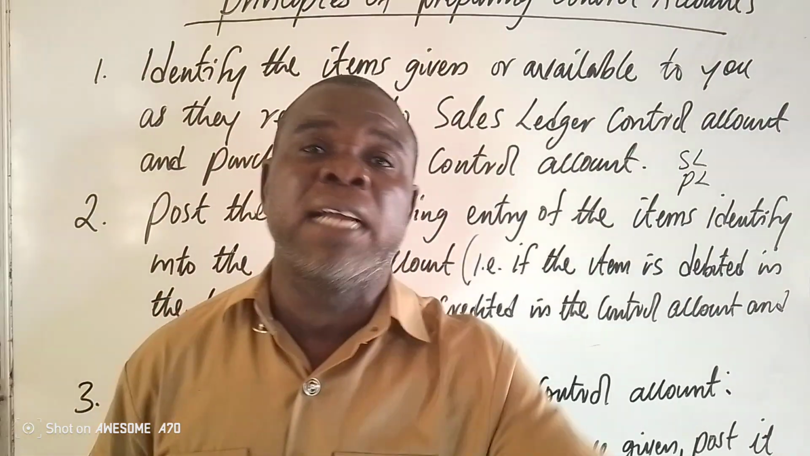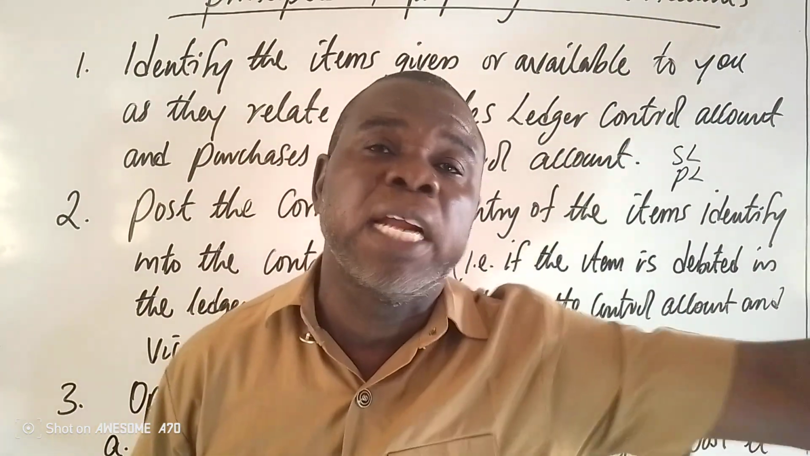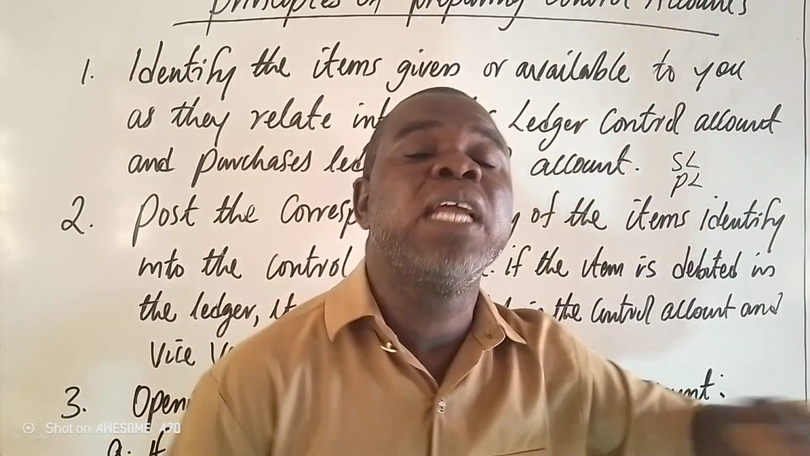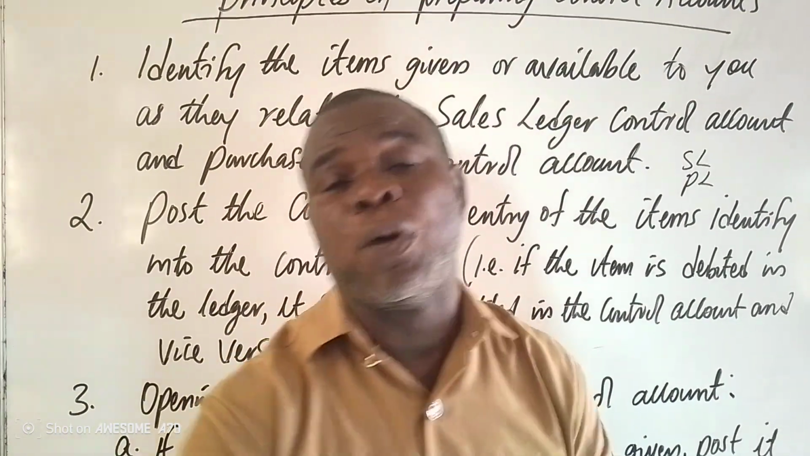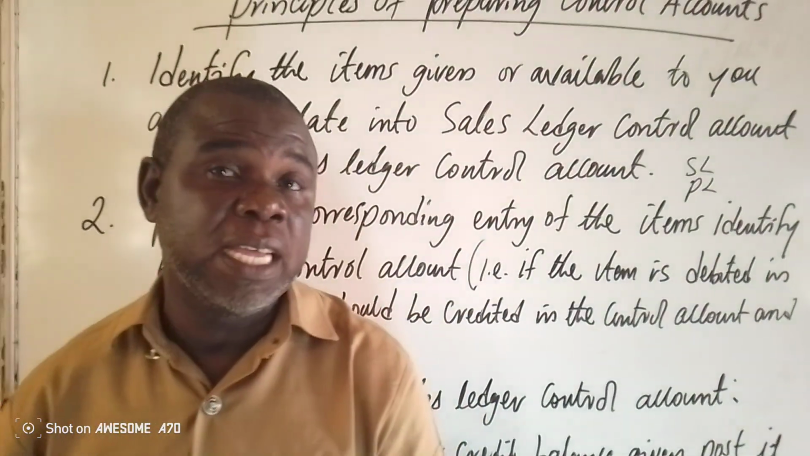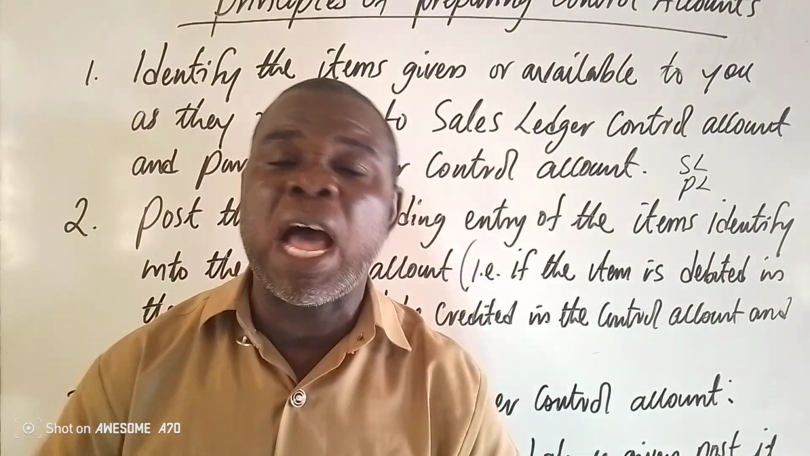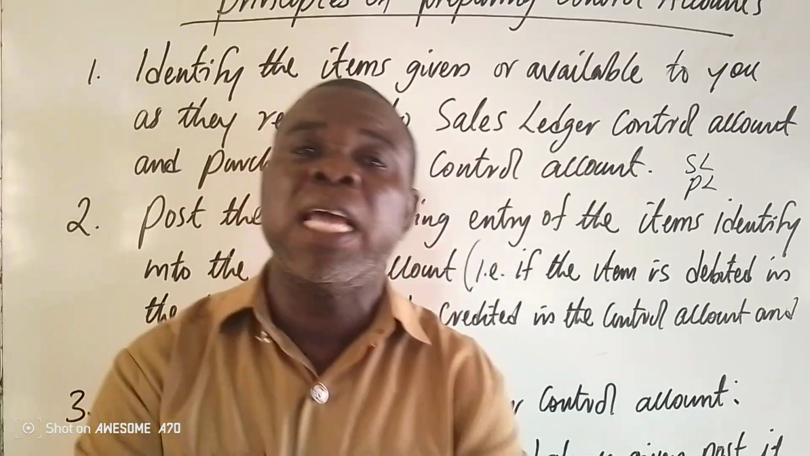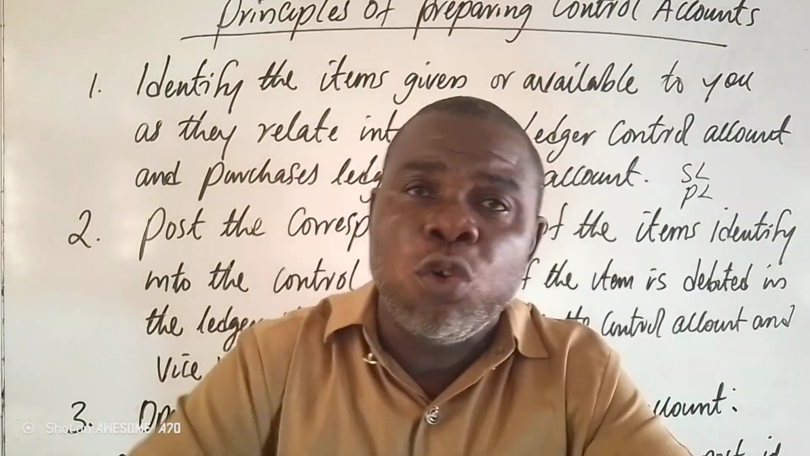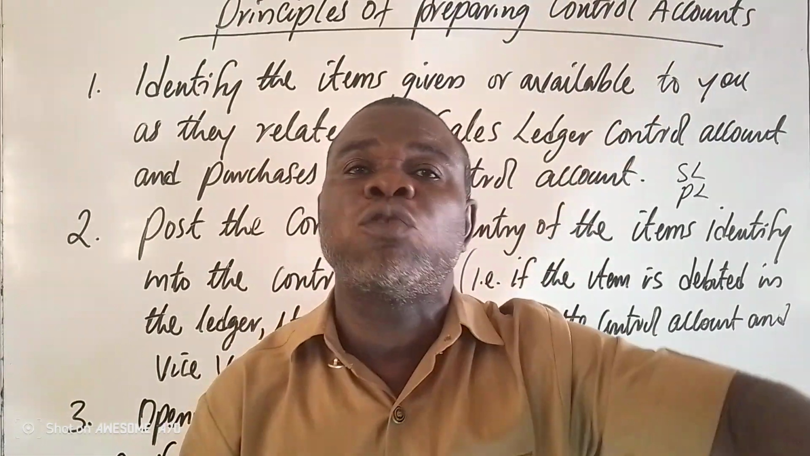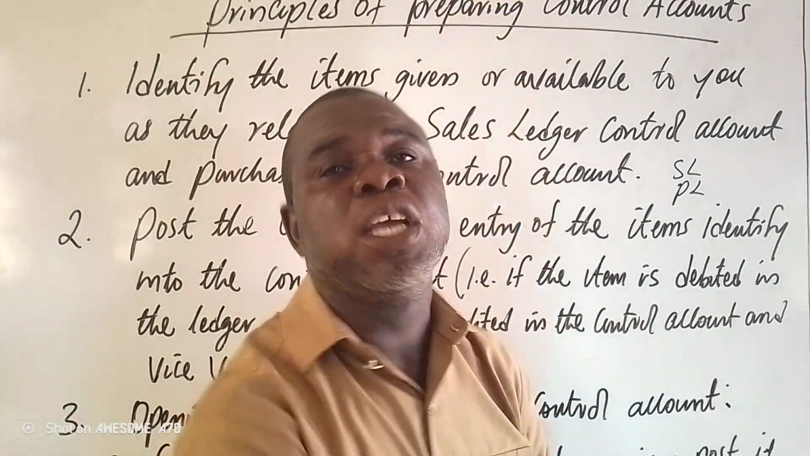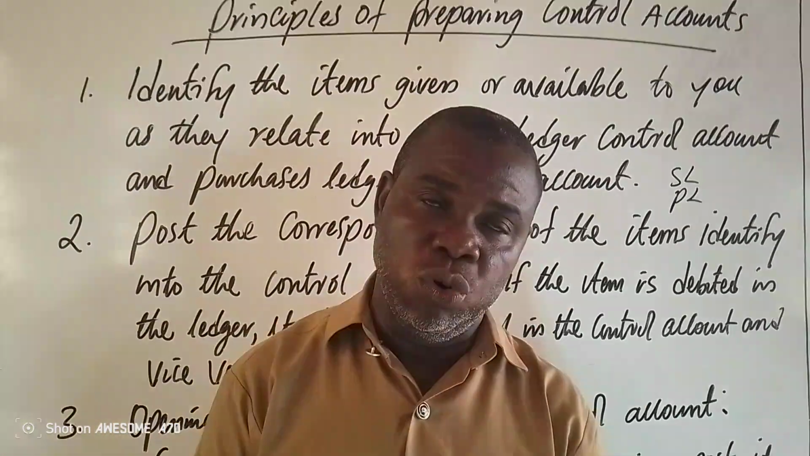If you know clearly that credit sales is always credited in the sales ledger account, the corresponding entry will be posted in the control account, which is the debit side. That's what we're talking about. For example, returns outward relate to purchases, and in the ledger, returns outward is always credited. So if returns outward is always credited, the corresponding entry will be debited in the control account.